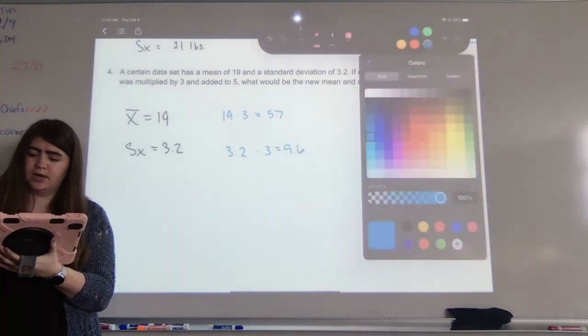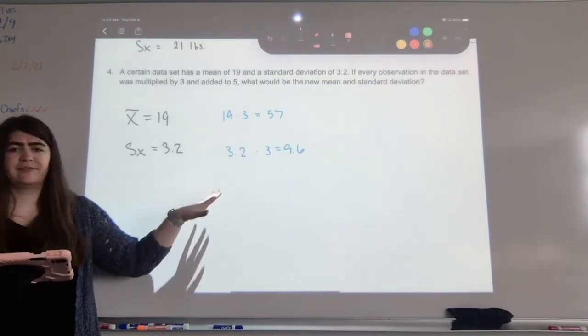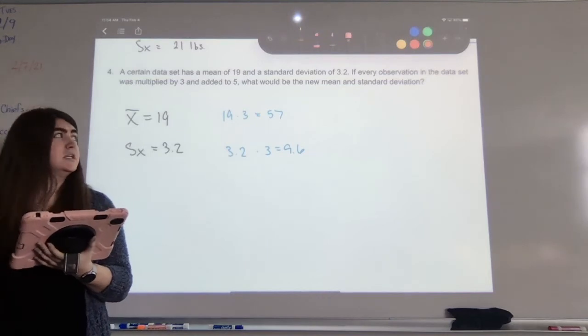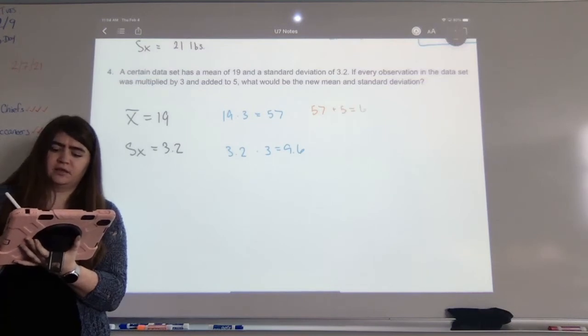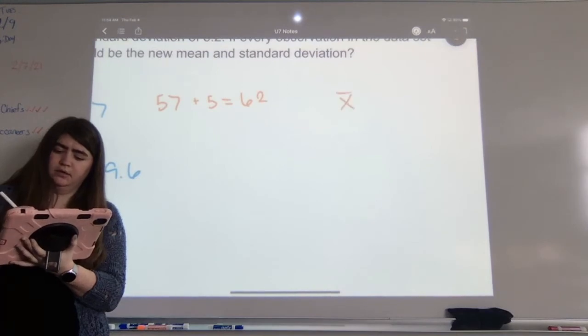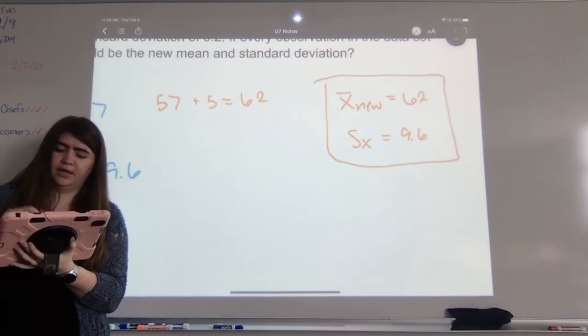Now we have to work on our addition. Our standard deviation is again not affected by addition, so that just stays the same for the moment, but our mean does change, so I take that 57 and I'm going to add that change of 5, which gives me 62. So that means that my new mean is 62 and my new standard deviation is 9.6. And those are my answers.